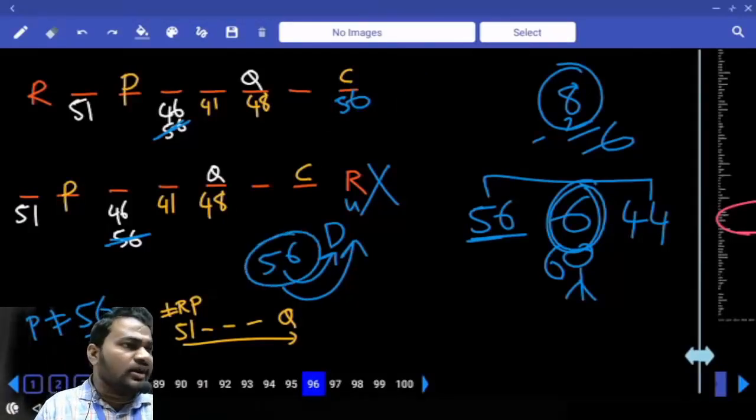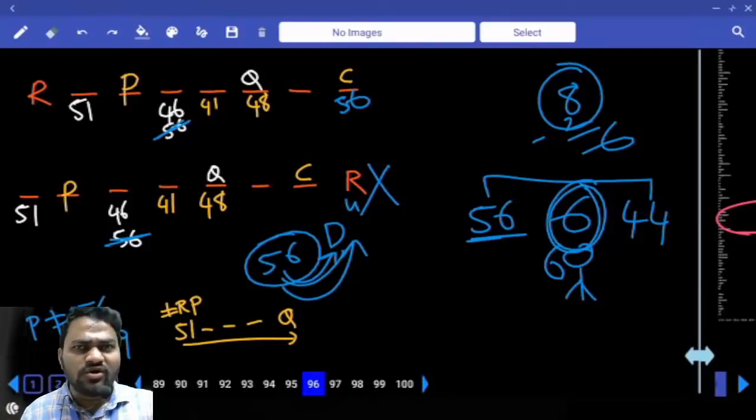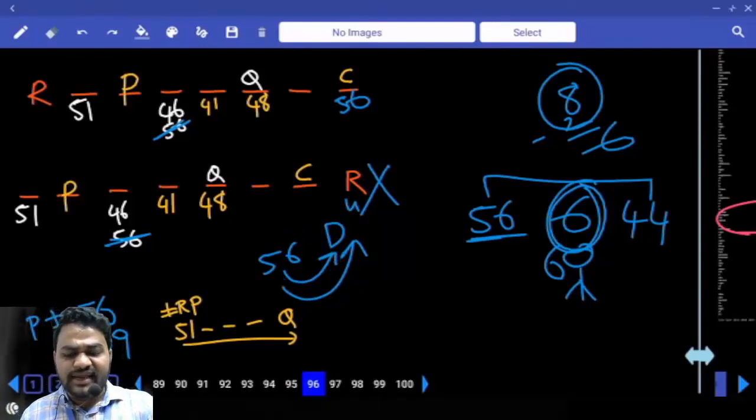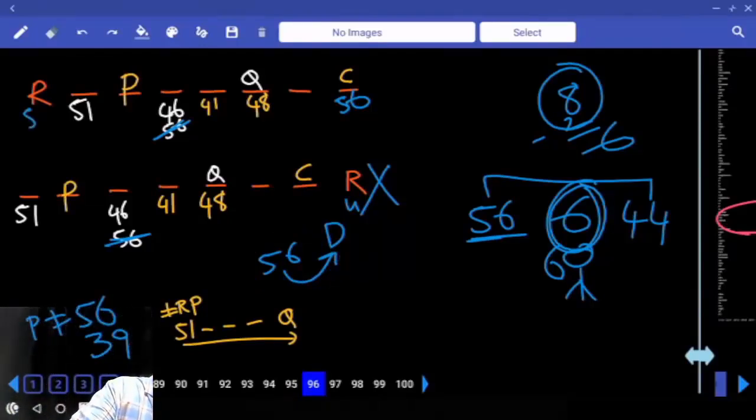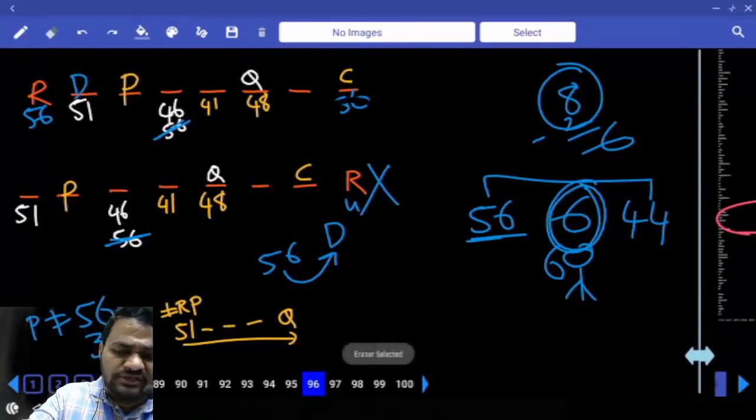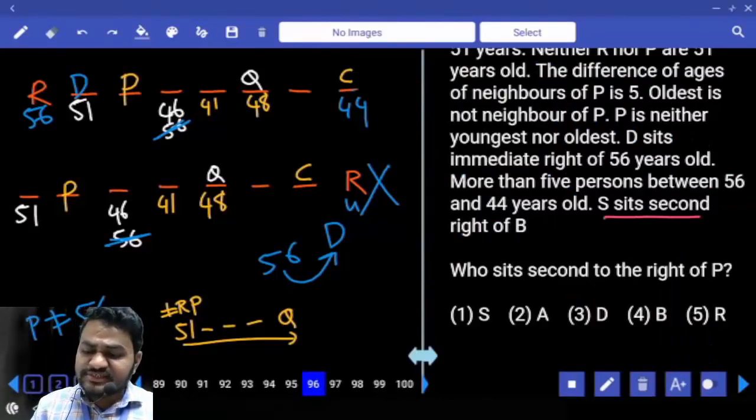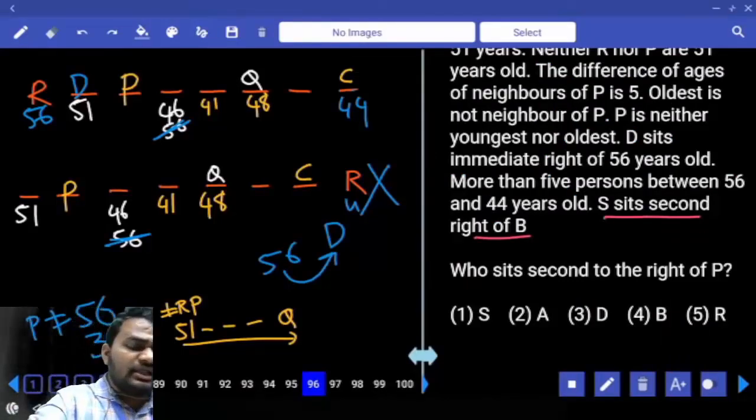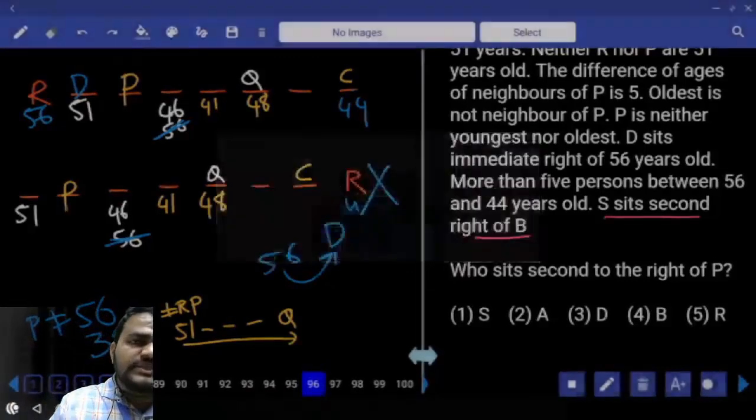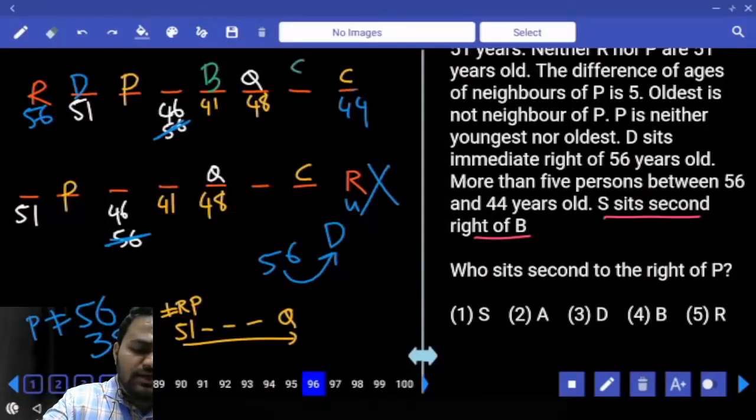56 must be at an end, and D must be to the right of 56, so 56 will not be at the right end. Therefore 56 is definitely at the left end, immediate right is D, and then 44 is required. Next condition here, S sits second to the right of B. Second right is nothing but alternate places. If B is here, second right is not possible, so it is the place for B. B's second right is S.